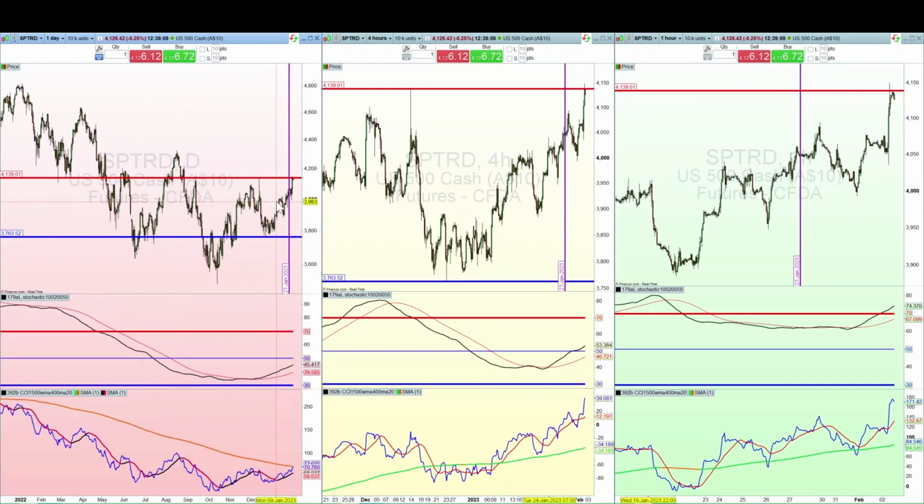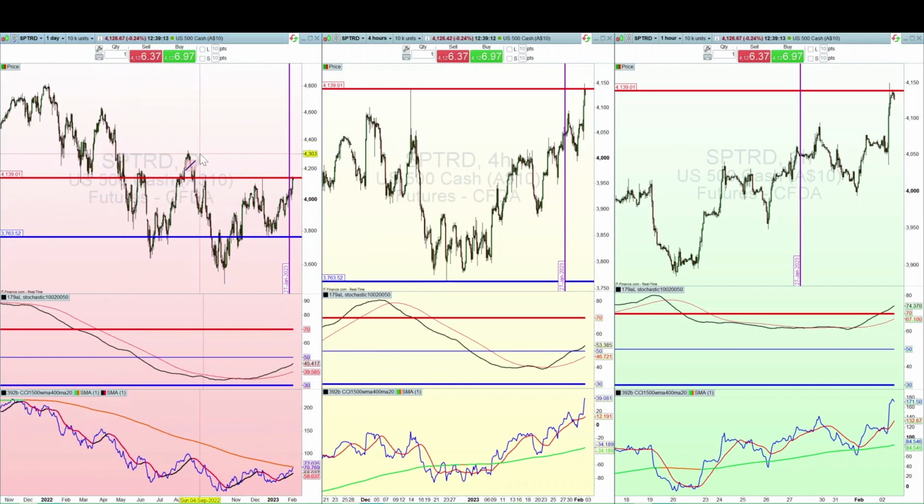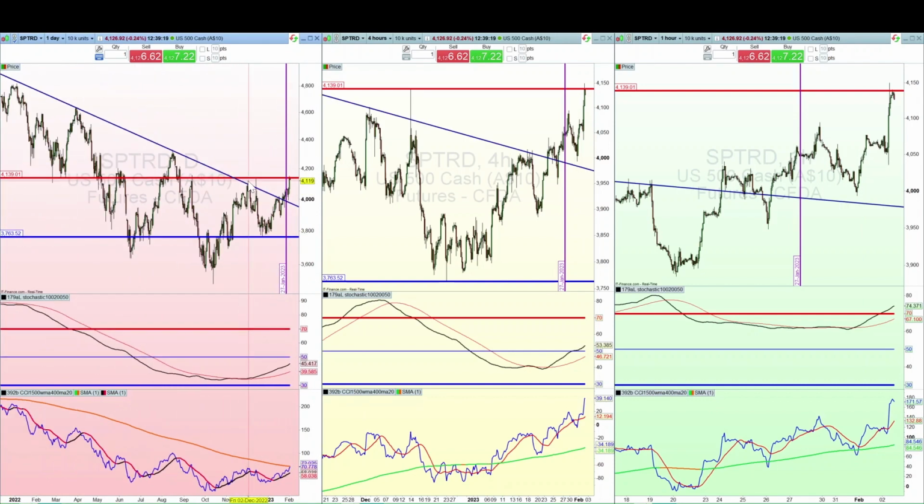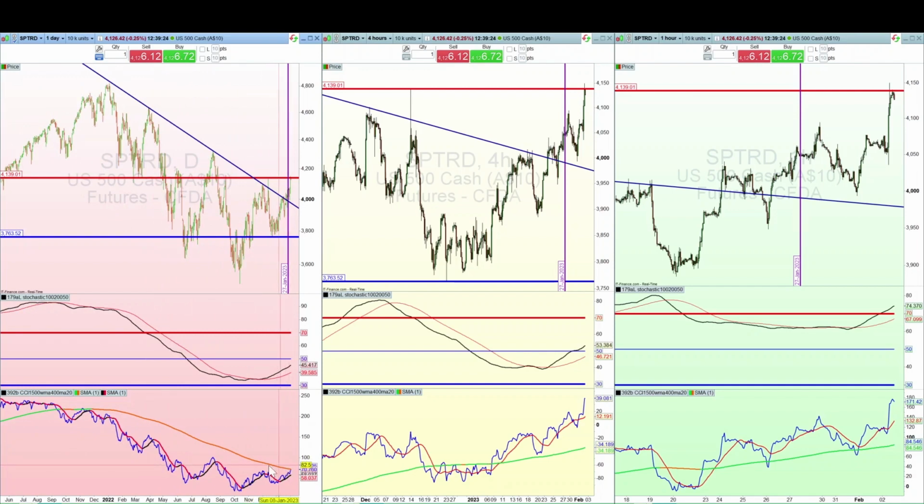So even though it's broken above this, if we draw a line there, even if it's broken above that diagonal trend line, I would still suggest it's still in a pretty strong bearish environment at the moment until we see a more substantial move to the upside past its moving average on the CCI.